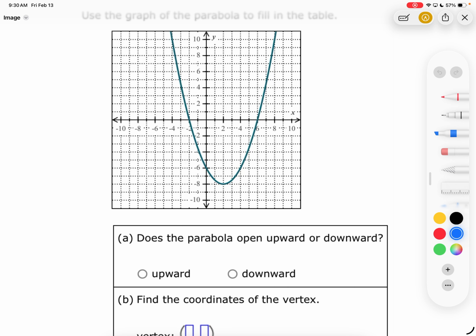Don't miss the easy questions like this one right here. Does the parabola open upward or downward? It obviously opens upward. Opens upwards. Makes a U, so it's upward. If it's down, it'd be upside down U.